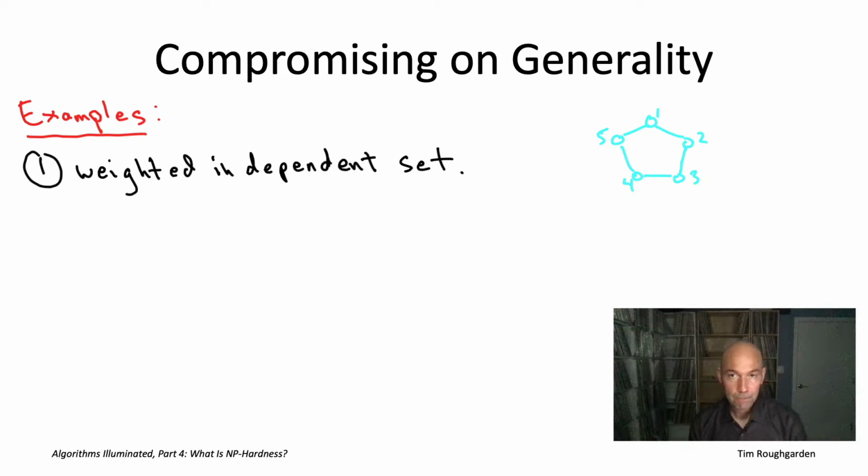So for example, in the 5 cycle, there's no independent set that has 3 different vertices. If you had 3 vertices, 2 would be neighbors, and that's not allowed. But there's a bunch of different pairs of vertices you could pick, and that would be an independent set. And if you wanted to maximize the total weight of the independent set, which is the objective in this problem, in this example, you would choose the vertices of weights 5 and 3. You can't pick the 5 and the 4 because those are adjacent.